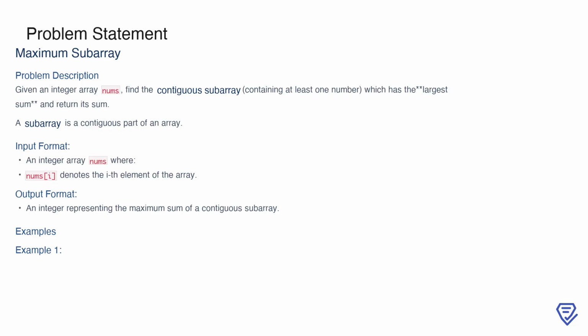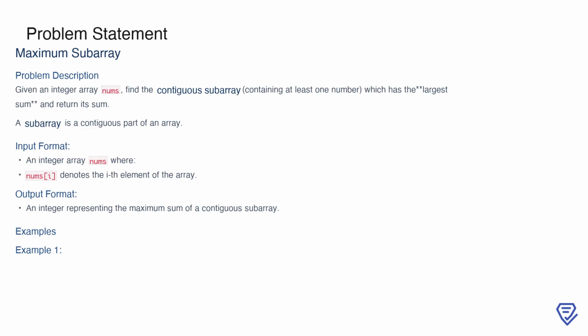In this problem, we are tasked with finding the maximum sum of a contiguous subarray within a given integer array nums. A subarray is simply a portion of the array that consists of consecutive elements, and it must contain at least one number. For example, in an array 1, 2, 3, valid subarrays include 1, 1, 2, or the entire array 1, 2, 3. Our goal is to identify the subarray that produces the largest possible sum of its elements and return this sum as the result.